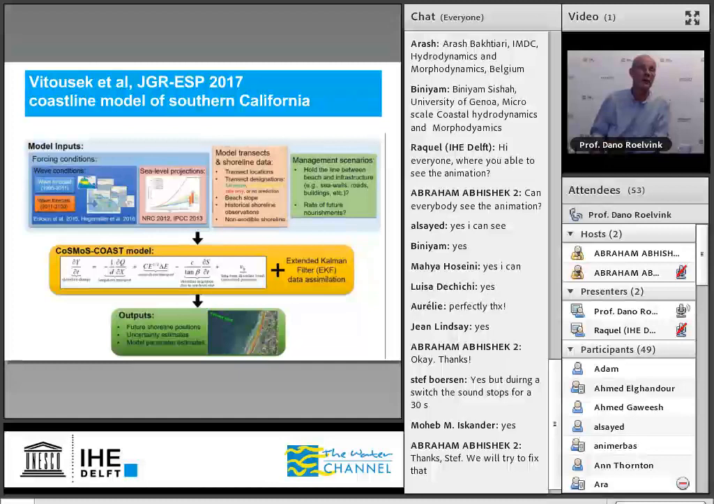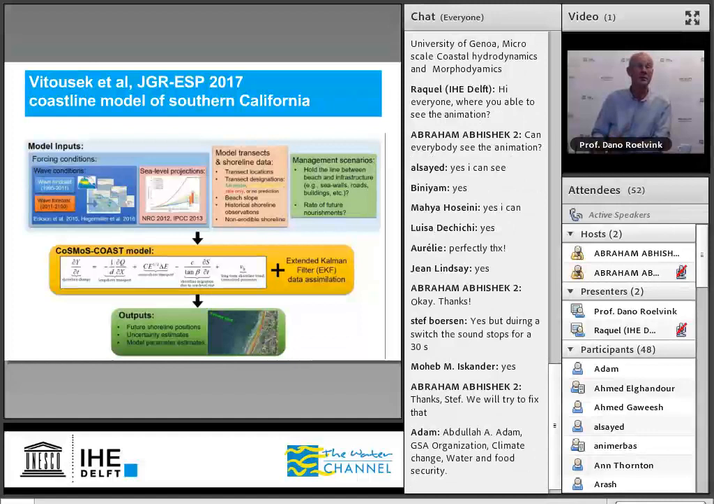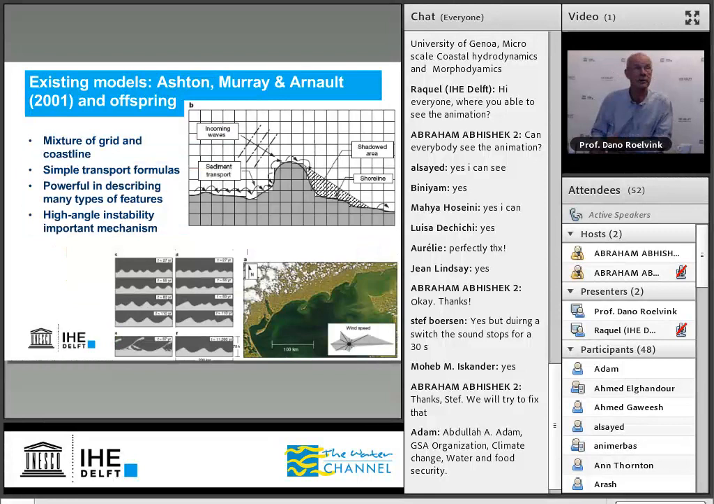Here's a very recent model by Sean Vitousek and others in California. This is as far, I think, as you can take coastline modeling in the classical sense, including data assimilation and long-term predictions. Really a nice model. But still, the coastline is moving on rails. It can only go back or forth.